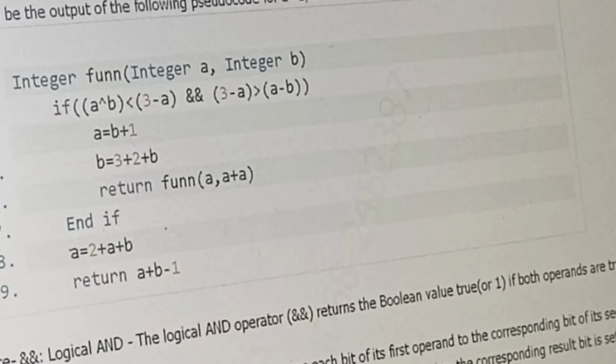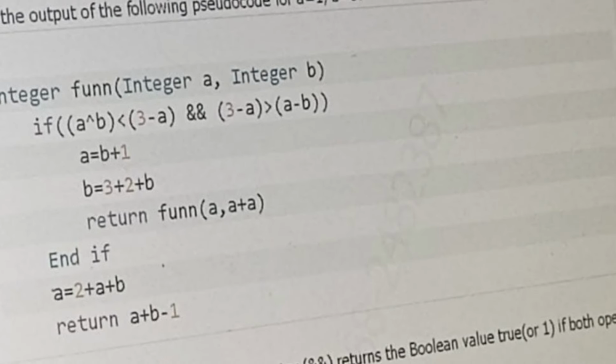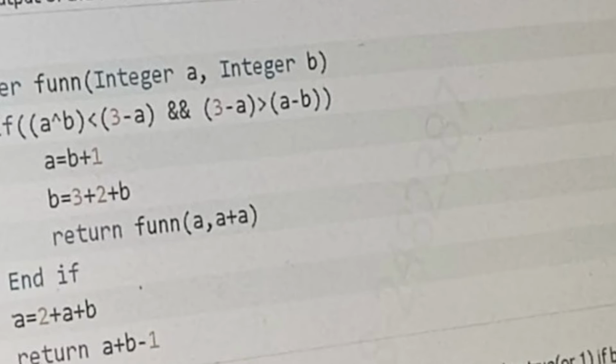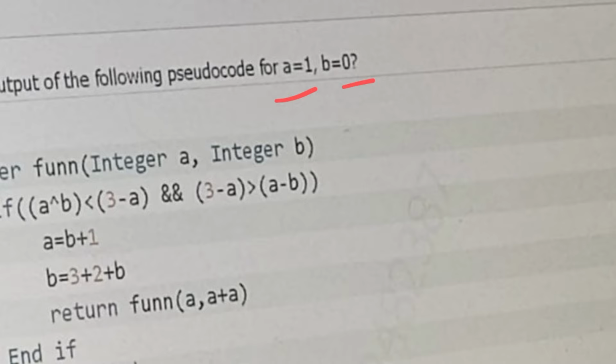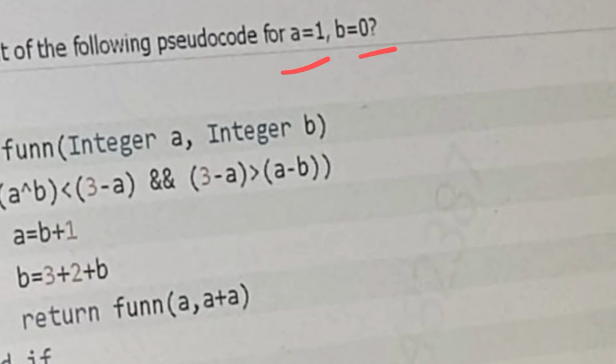So there is a function with integer a, integer b, and there is an if condition: if a XOR b is less than 3 minus a. Okay, a XOR b means what? The value of a is 1, the value of b is 0. So a XOR b means 1 XOR 0. In case of the XOR operation, if one condition is true and one is false, then the result is true. So a XOR b is 1. So 1 less than 3 minus a. a is 1, so 3 minus 1 is 2. So 1 less than 2. Yes, this is true. So this is an AND operation.